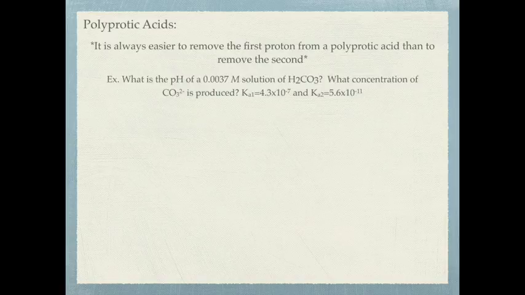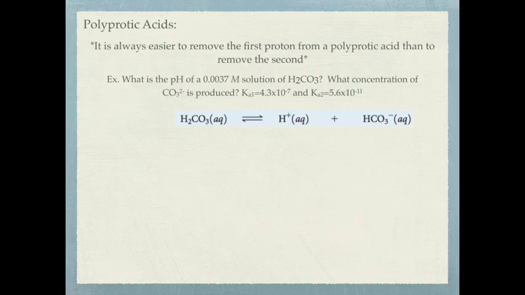Here's my example. It gives me the initial concentration of carbonic acid, and then it asks what's the concentration of CO3 2 minus, and what's the pH? So the first thing I'm going to do is set up my reaction. So carbonic acid is going to dissociate for the first one into hydrogen ions and then HCO3 minus.